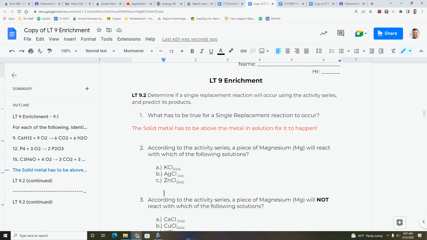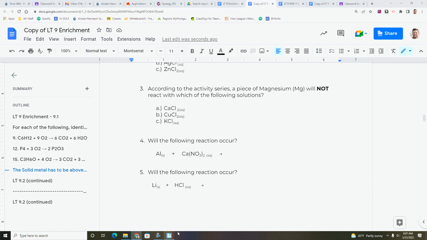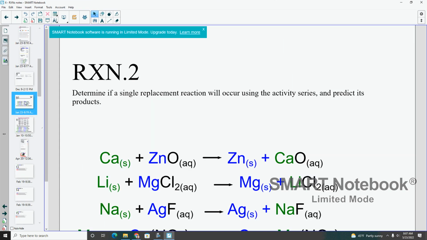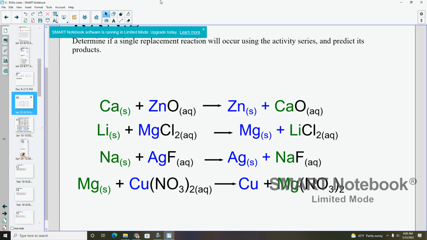Let me show you an example here. For example, ready? Is calcium above zinc? So the solid metal is the one that's by itself. Is calcium above zinc? Find it. Is Ca above zinc? This is the solid, right? This is the metal that's in solution. Is calcium above zinc? It happens. Little switch. All I want you to be able to do is know if it happens.